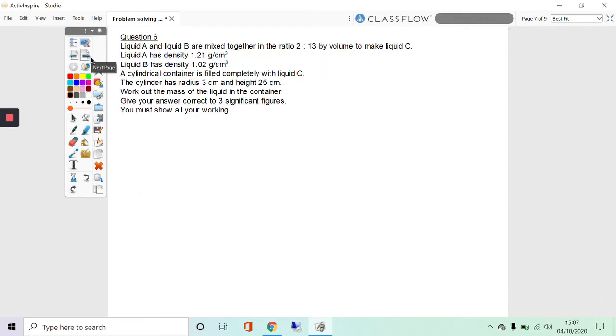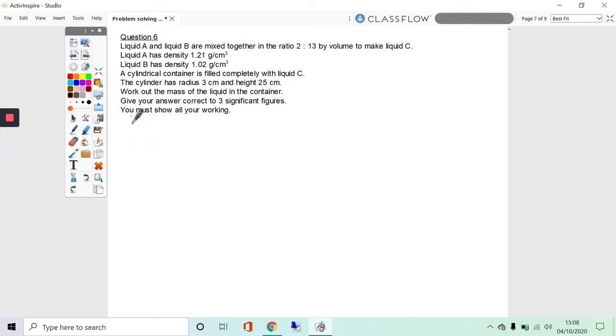Question 6. Liquid A and liquid B are mixed together in the ratio 2 to 13 by volume to make liquid C. Liquid A has density 1.21 grams per centimetre cubed. Liquid B has density 1.02 grams per centimetre cubed. A cylindrical container is filled completely with liquid C. The cylinder has radius 3 centimetres and height 25 centimetres. Work out the mass of the liquid in the container. Give your answer correct to 3 significant figures. You must show all your working.